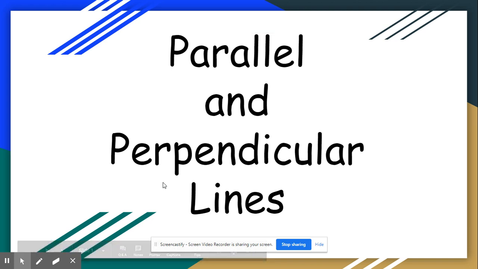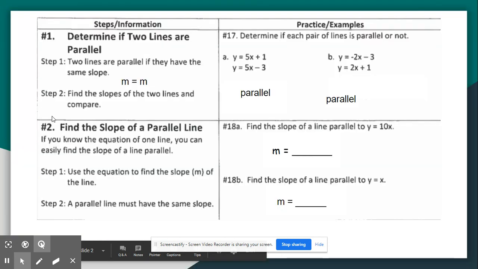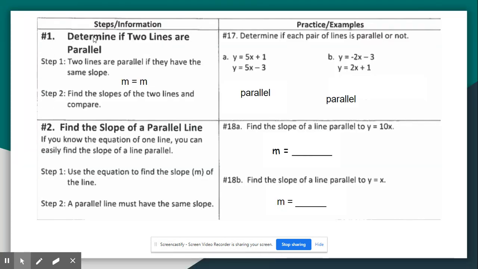Okay, class, today we're looking at parallel and perpendicular lines. We're going to start with parallel lines. In this first example, it says determine if two lines are parallel. Two lines are parallel if they have the same slope. Line 1 has slope m, so line 1 slope is equal to line 2 slope. And then it says find the slopes of the two lines and compare.